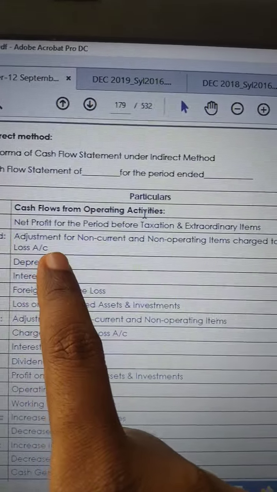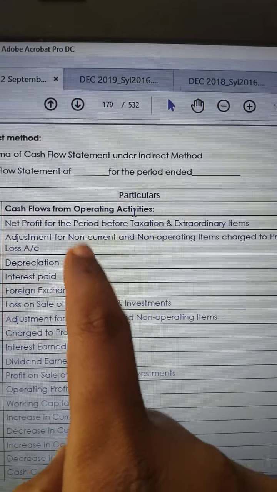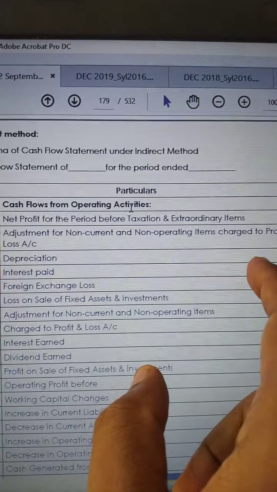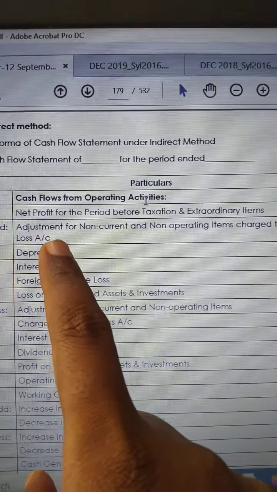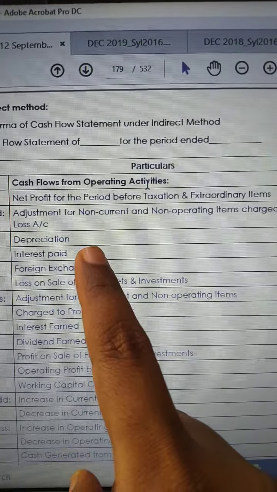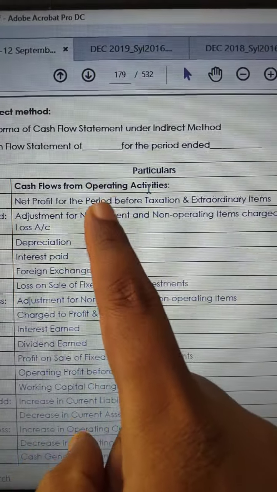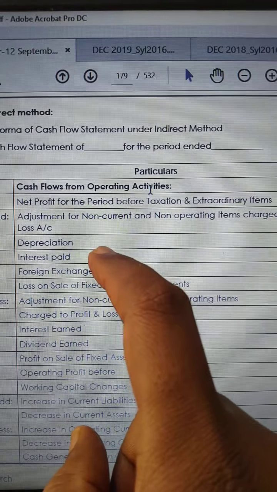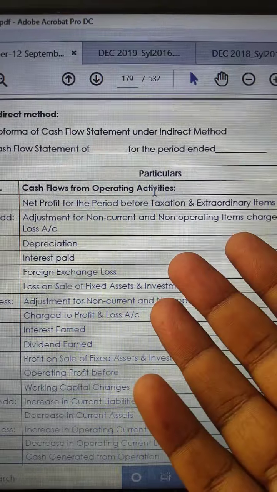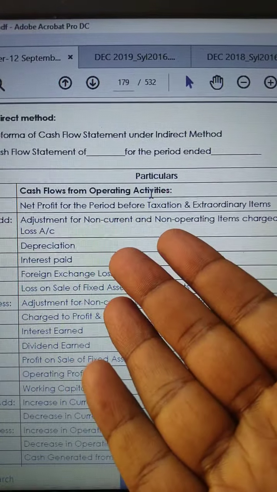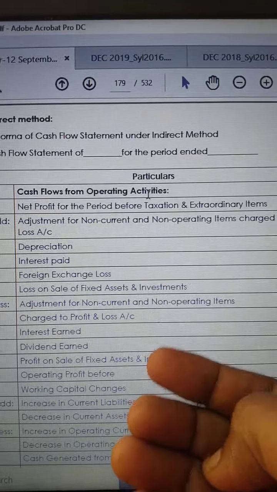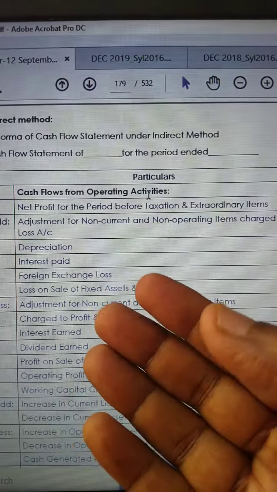Then adjustment for non-cash and non-operating items charged to P&L. So why are we adding non-cash and non-operating items? Because cash flow statement is divided into 3 categories: one is operating, another is investment, another is financing activity. If anything is a non-operating activity, I have to eliminate it from my operating activity, and then I will consider it in my financing activity or investment activity. That is why I am eliminating the non-operating activity.